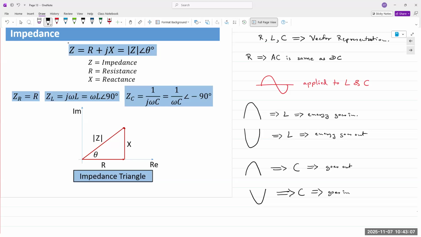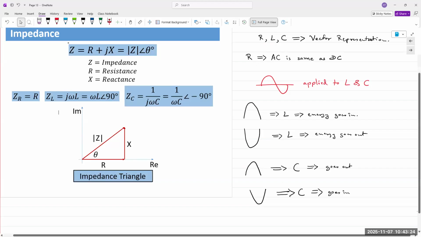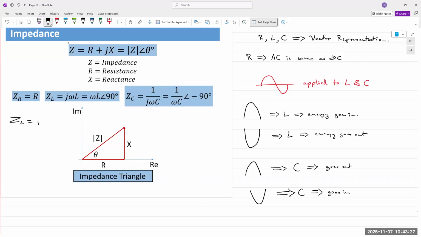Which means if the frequency of our waveform is higher, as f increases, the reactance or the opposition from the inductor also increases. Mathematically, it's represented as jωL. Okay, ZL is simply jXL, reactance, and reactance XL is omega times L, or 2πfL. Hence, ZL is jωL, or j2πfL.